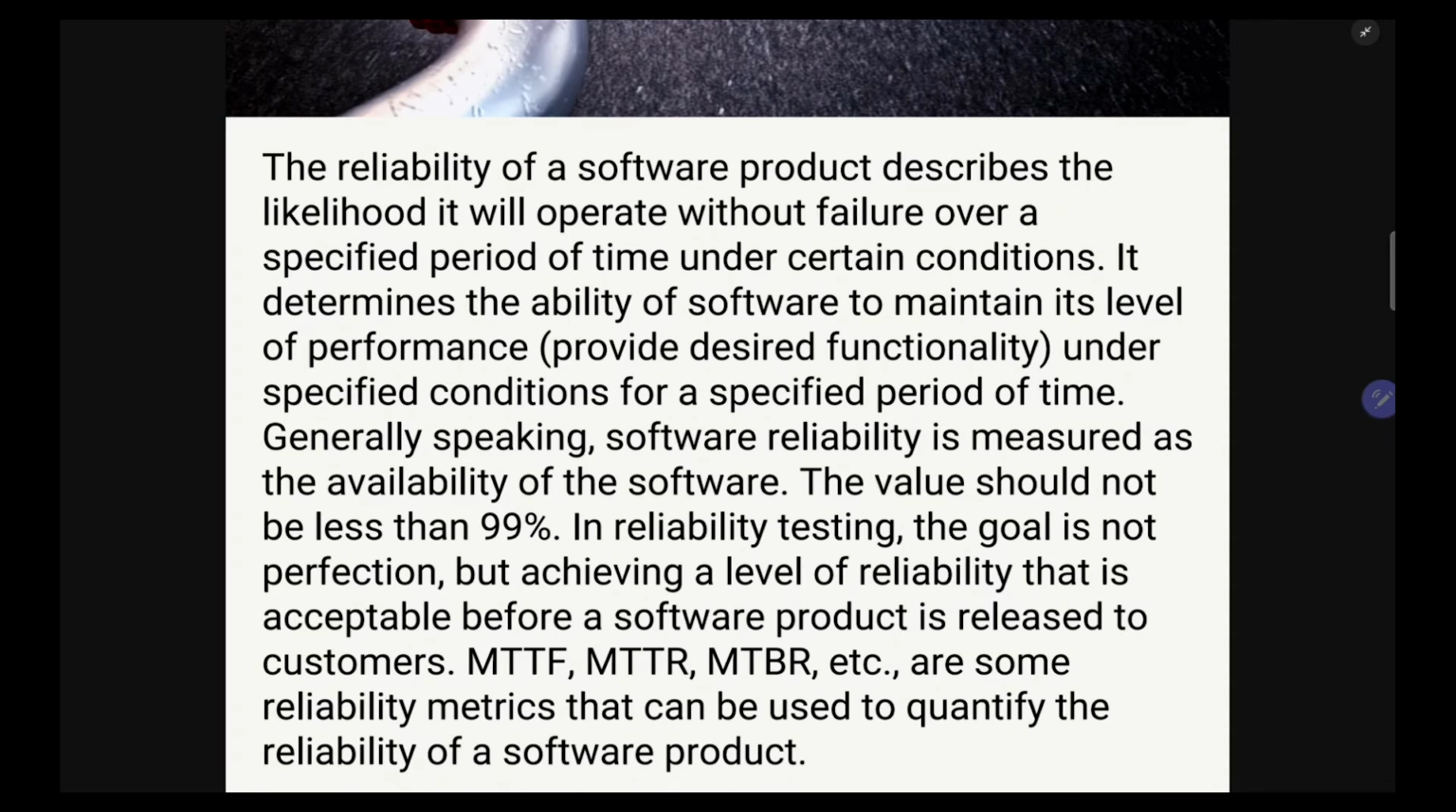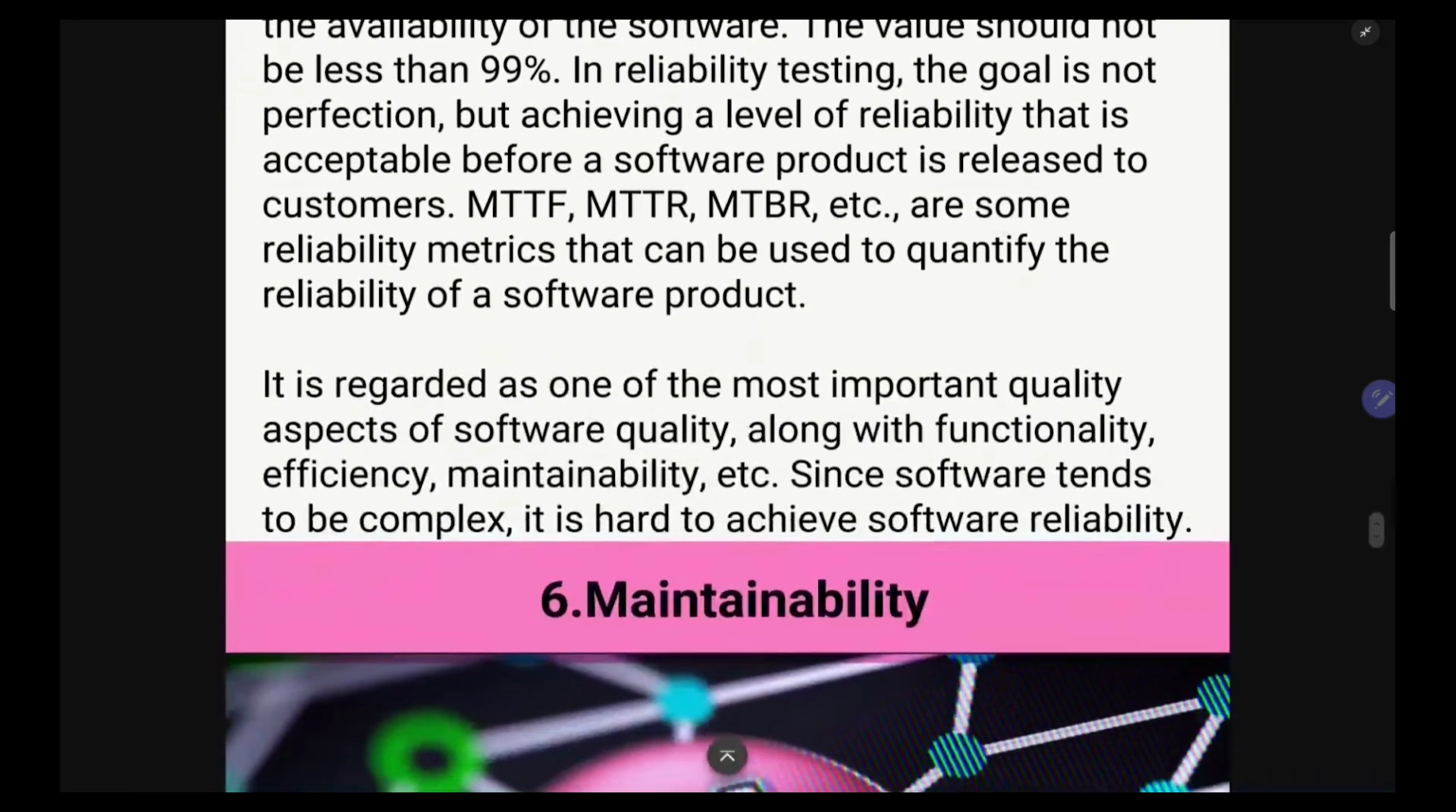In reliability testing, the goal is not perfection, but achieving a level of reliability that is acceptable before a software product is released to customers. MTTF, MTTR, MTBR, etc. are some reliability metrics that can be used to quantify the reliability of a software product. It is regarded as one of the most important aspects of software quality, along with functionality, efficiency, maintainability, etc. Since software tends to be complex, it is hard to achieve software reliability.